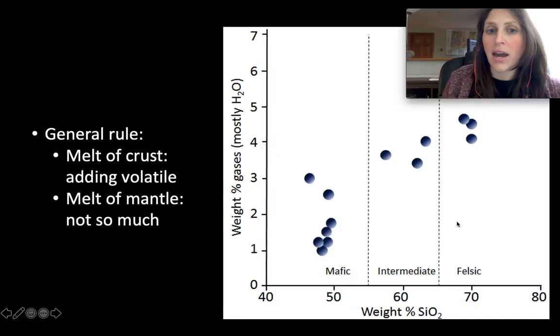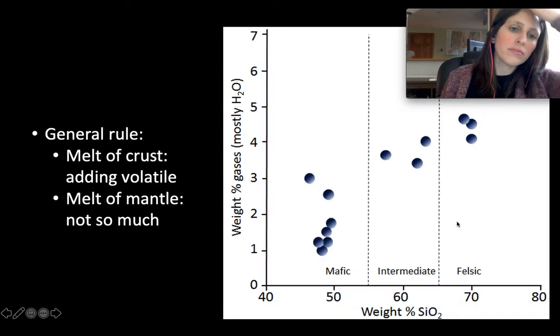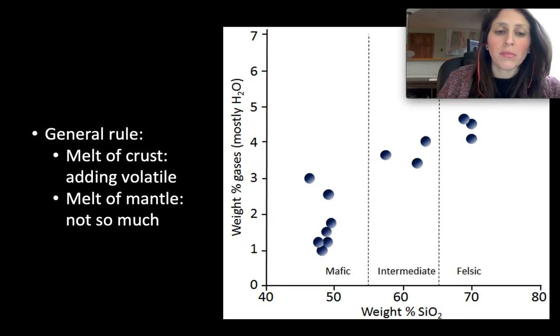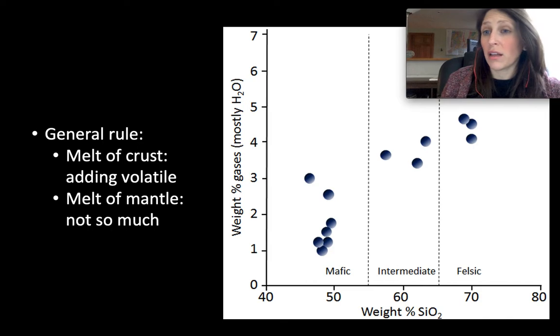So let's look at that in a little bit more detail. When you melt the crust, our continental felsic crust, you're adding all of these volatiles and gases. So typically, our felsic lava is going to have more volatiles, more gases in it, just because of the nature of the magma itself. Melting of the mantle, not so much. You're not going to get as many gases as you are with felsic.